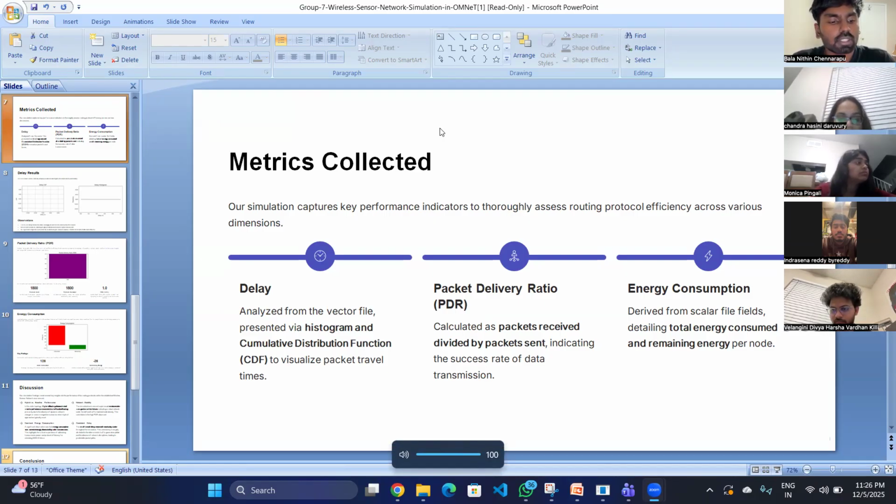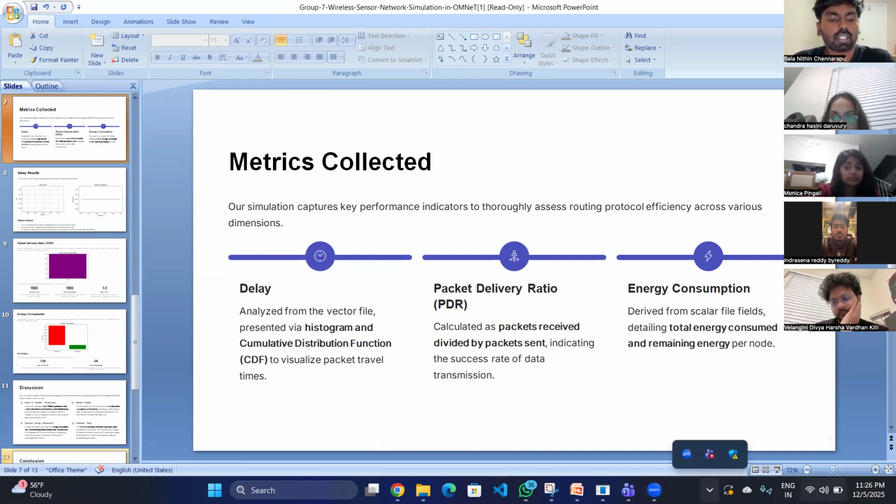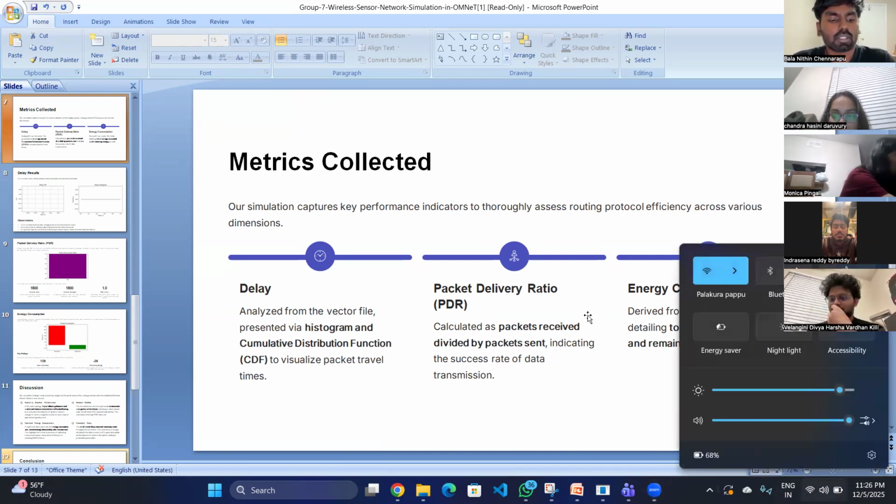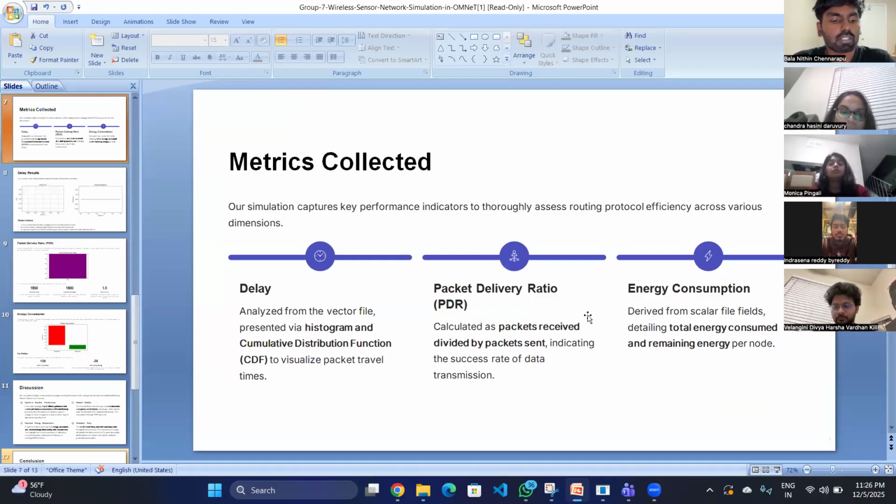And for energy consumption, energy values are derived from scalar fields that track total energy consumed and remaining energy per node. Typically the radio module dominates energy usage due to transmission and reception costs. Together, these metrics let us analyze latency, reliability, and energy efficiency, which are the three key dimensions of performance in wireless sensor networks.